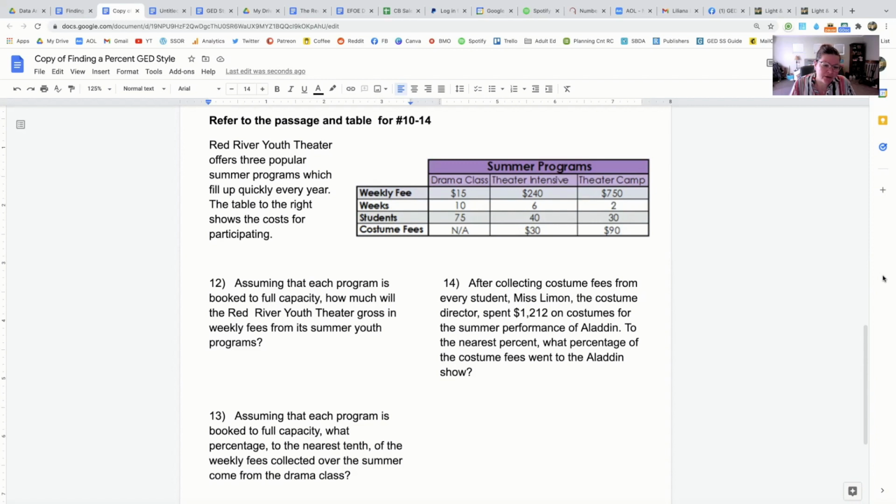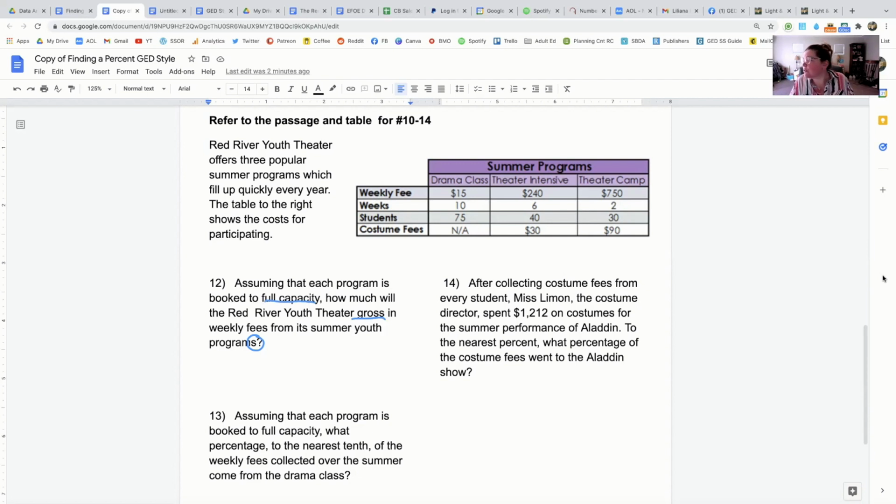How much will the Red River Youth Theater gross in weekly fees from its summer youth programs? There we go again, gross. Gross is a total income. It's everything you make before you pay out any expenses. So they're asking us for a total if every student attends and which programs, because we had multiple programs. Well, look again at that wording there. It says, how much will it gross from its summer youth programs? So, all of them. So full capacity, all the students are coming, the total money we're going to get from all the programs. Woo, we've got some work to do.